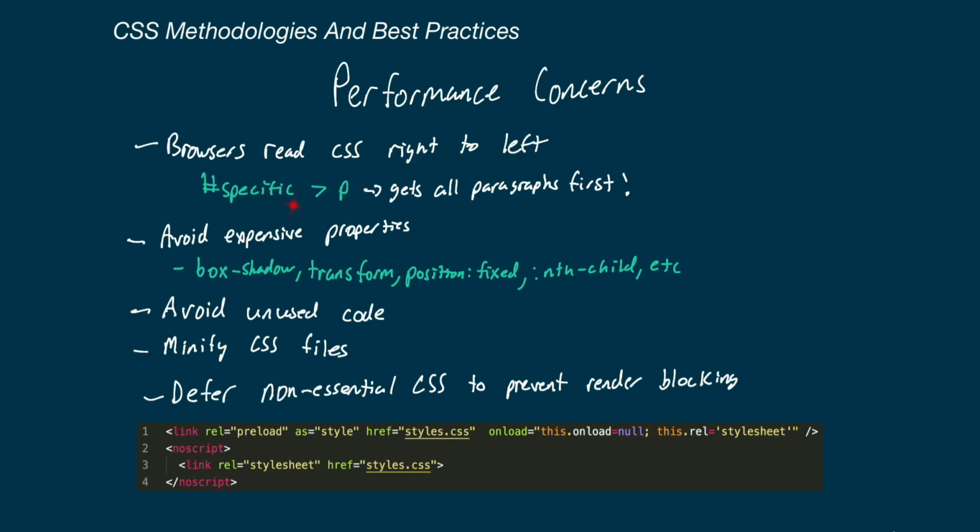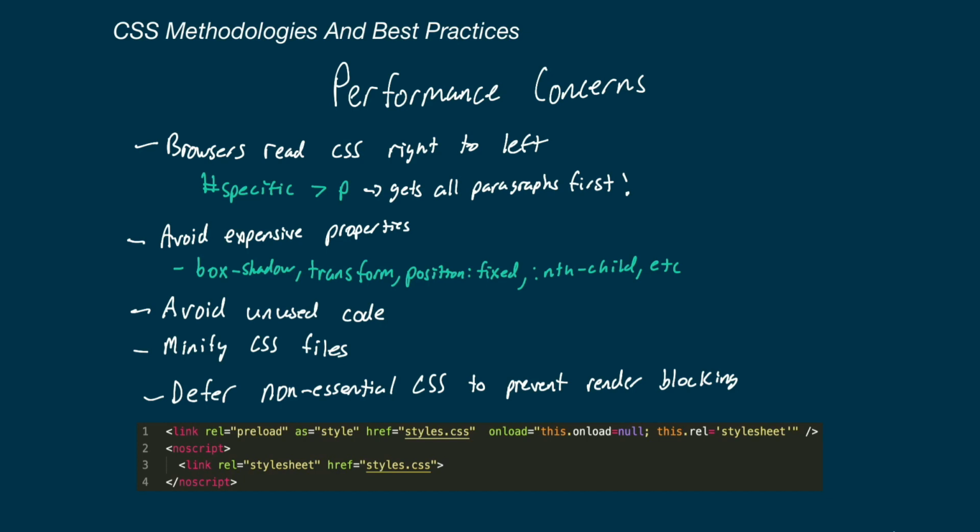So for example, here we have a specific ID, and we are selecting paragraphs directly inside of it. You might think this is efficient because the browser just needs to look inside of that ID, but actually the browser will find every paragraph on the page first, and then see if they are inside of the specific ID. In general, IDs tend to be the fastest selector, but if we used IDs for everything, we would have horrible code that is hard to maintain.